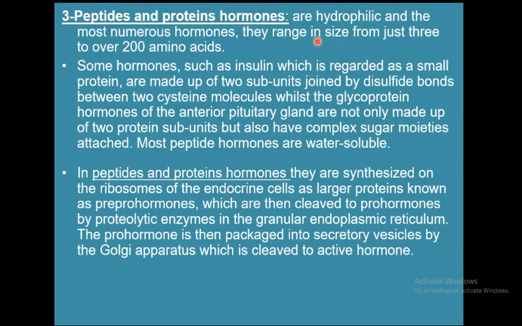The third group of the hormones, as we said, is the peptide and protein hormones. Most of the hormones in our body belong to peptide and protein hormones. As you know, to synthesize a protein or a peptide or a polypeptide, there is a need for activation of a gene. There is a need for transcription and translation. And this translation occurs on the ribosomes, as you can see here.